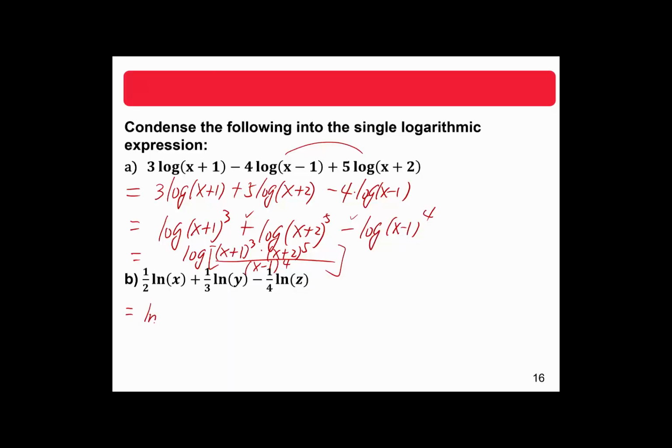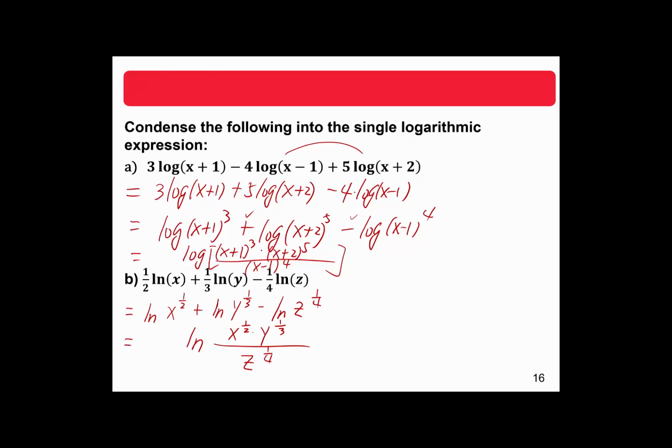Similarly, for the second one, first of all, let's put back the coefficients as the powers. So one half ln of x, plus 1/3 ln of y, minus 1/4 ln of z becomes ln of x to the half, plus ln of y to the 1/3, minus ln of z to the quarter. Now addition becomes multiplication, so ln of x to the half times y raised to 1/3, over z to the quarter.